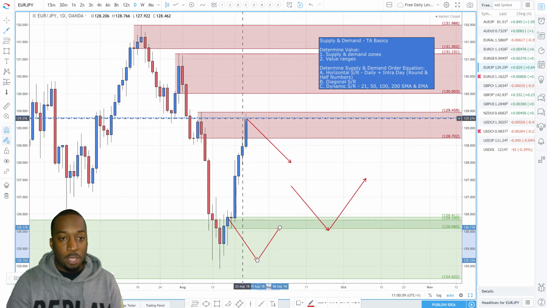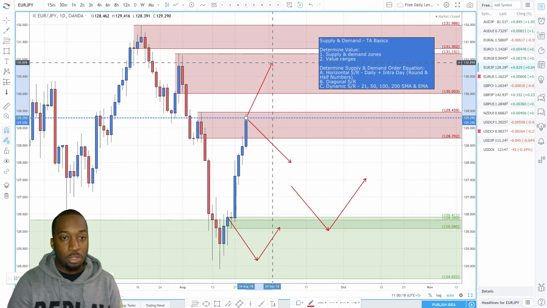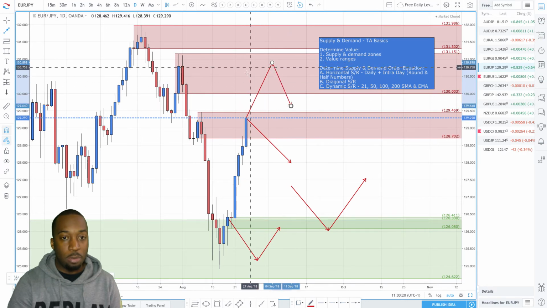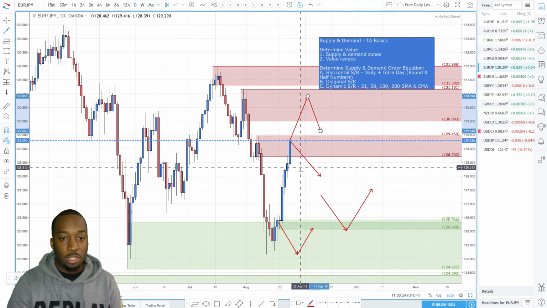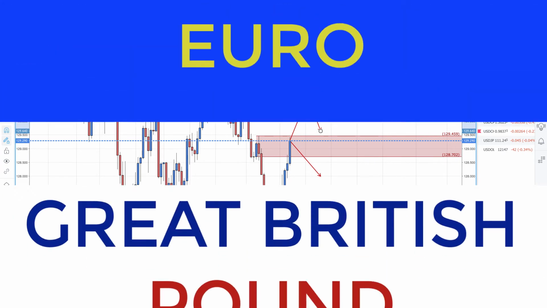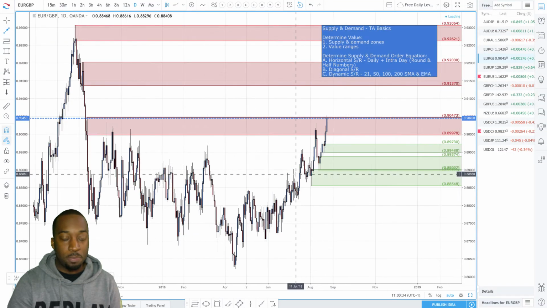Now, again, if risk on continues, then I don't really expect this supply zone to hold, and you'd be looking for prices to really come up into this supply zone anywhere around here, and then we might create some sort of demand depending on if we get any higher lows and higher highs. So those are your options when it comes to the euro yen.